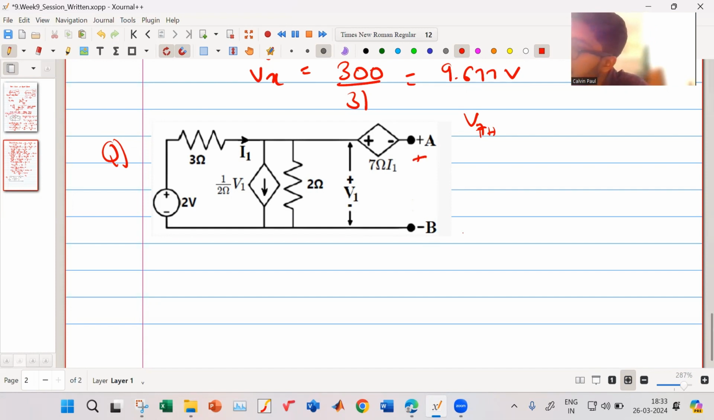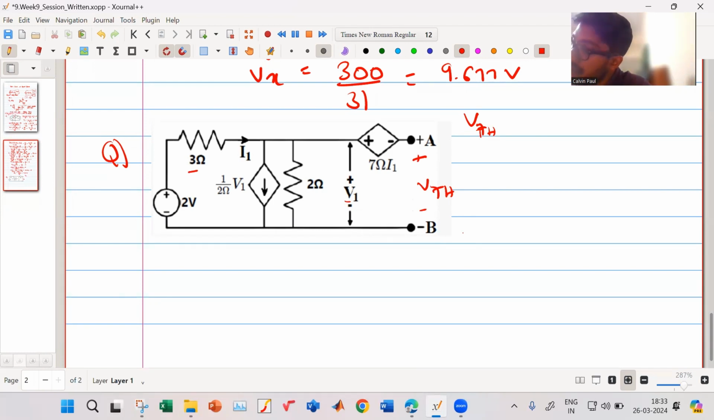You apply KVL and tell. First, we find the current across the 2 ohm resistance. You have to find the current across the 3 ohm resistance. You want to find the voltage across the 2 ohm resistor and the current through the 3 ohm resistor, right? Yes, sir.